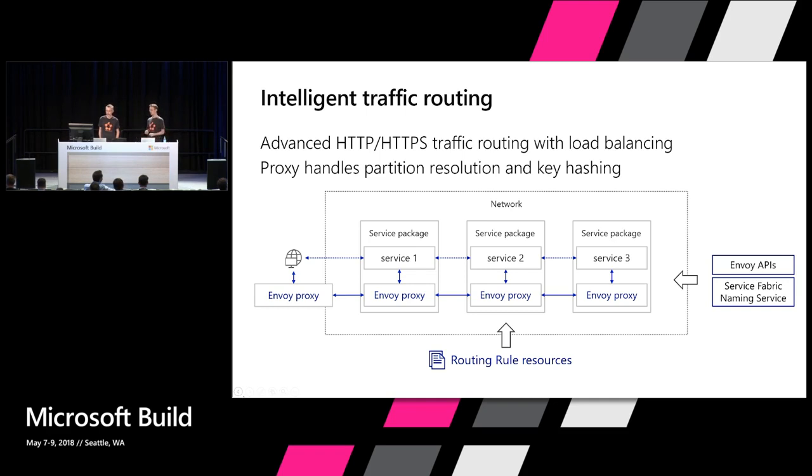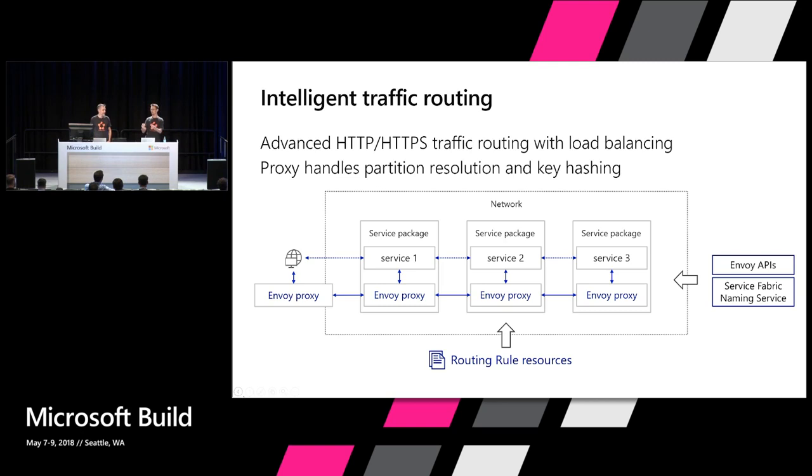Same with partition resolution. So when a service wants to talk to another service, if that one happens to be partitioned, how do you know which partition to talk to? Well, that should be an implementation detail of the upstream service, not the client, not the caller. The caller shouldn't care. So what happens is the upstream service is going to tell the proxies, here's how I'm partitioned, and here's how I want you to send data to my partitions.